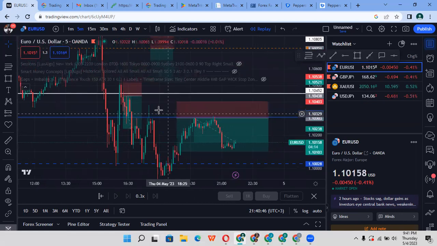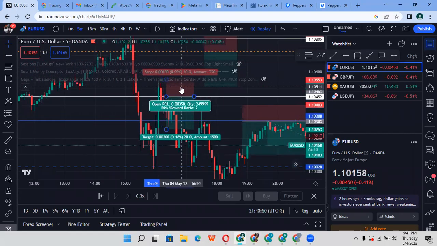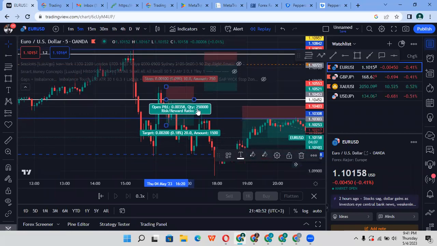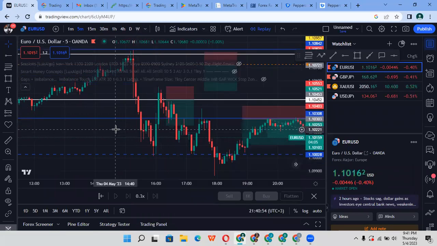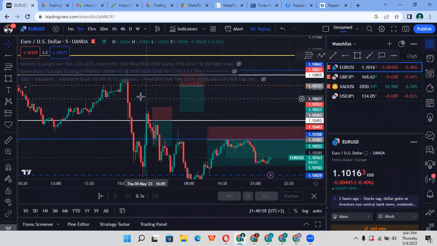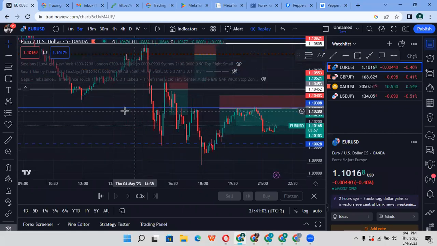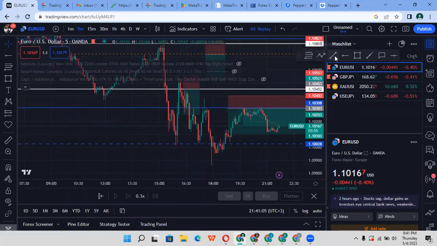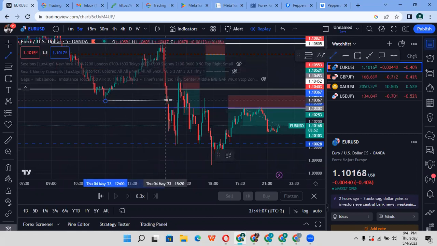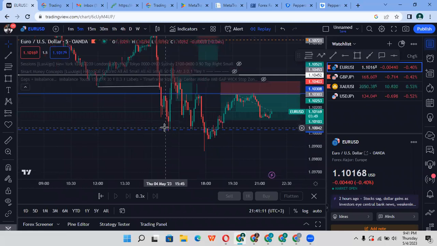So the first trade that we took was this one. This one was our main trade here on this level, whereby the reason why I took this trade was, you can see Euro USD had a push to this level. It had this crazy down momentum whereby it broke this structure here, changed the character, formed a new lower low.